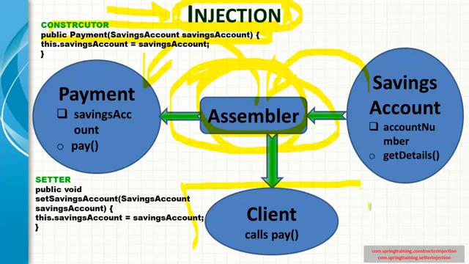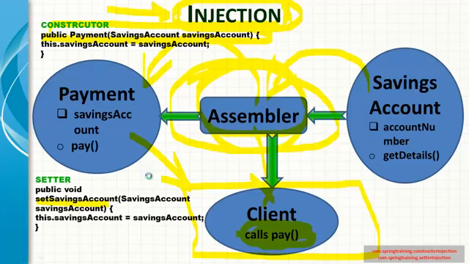Also see, this client is not instantiating payment directly. The client says, assembler, give me the payment service. The assembler goes to the payment service, initializes it, but before initializing it, it goes to the saving account, creates an instance, pushes it inside the payment, gets the payment, pushes it inside the client call, and then finally the client simply uses it. The client says give me the payment service. That's all it does. And the assembler pushes the payment service inside it, either using the constructor method or using the setter method. That's what is injection.